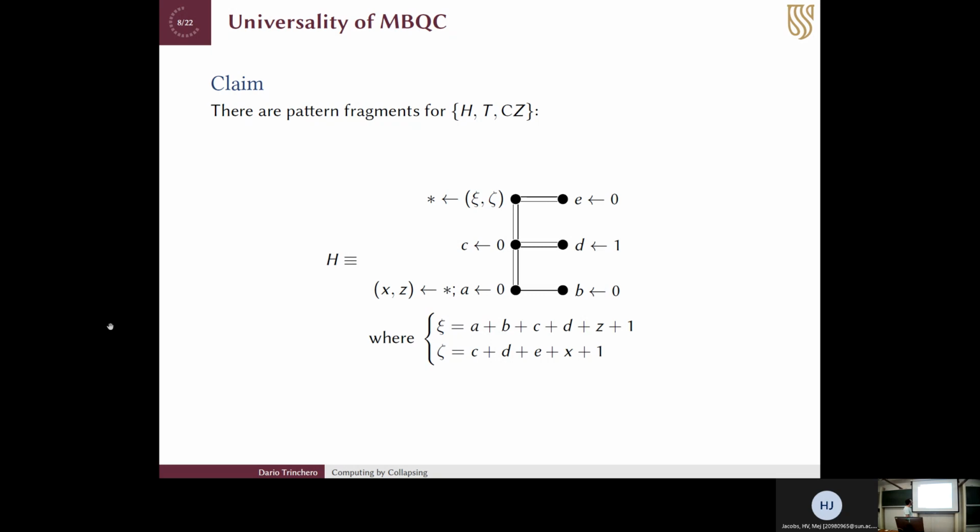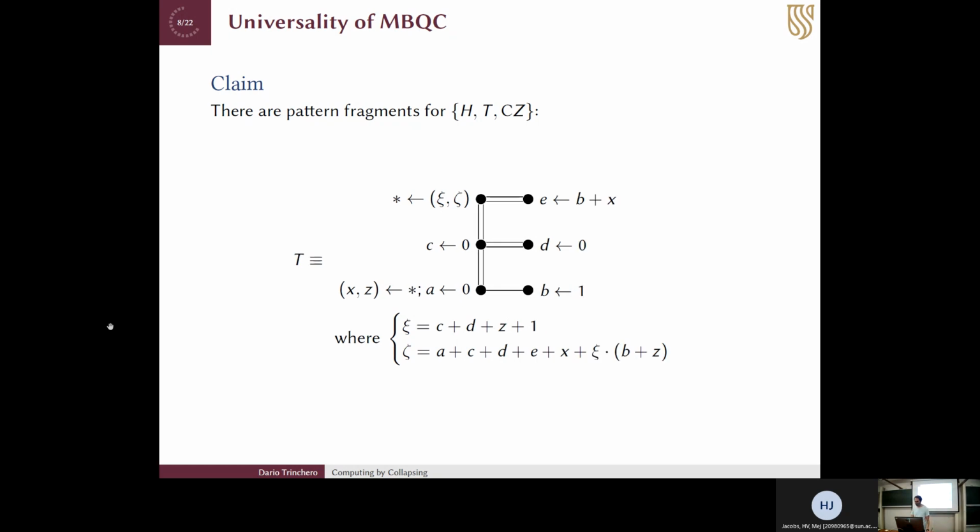Something worthy of note for H. There is no feed forward here. None of my measurement bases depend on any of the prior ones, right? This one is a 0, so I'm going to measure it in the X basis. This one's a 1, so I'm going to measure it in the Z basis. There's no feed forward, but there is in T up there.